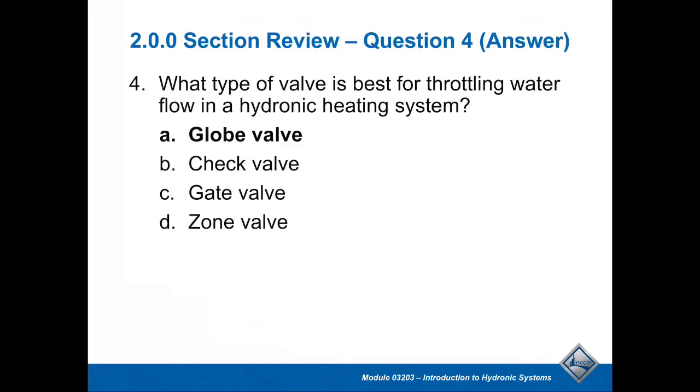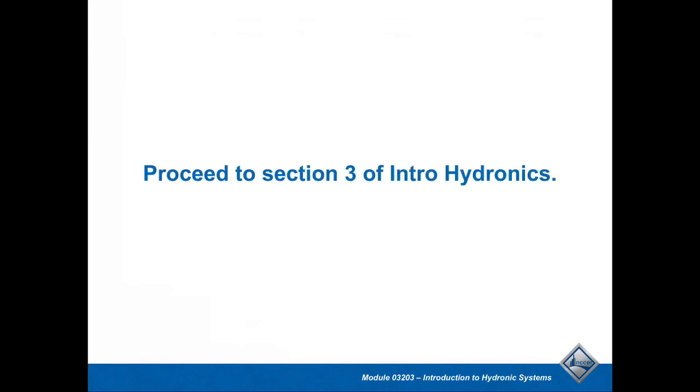What type of valve is the best for throttling flow in a hydronic system? So I would say we can get rid of check valve. It's a globe valve. You could get rid of gate valve, and obviously zone valve would be iffy on that. So the globe valve is the best valve. So that was the extent of section 2 on there. When you're done with this one and reviewing that section in your textbook, you may proceed to section 3.